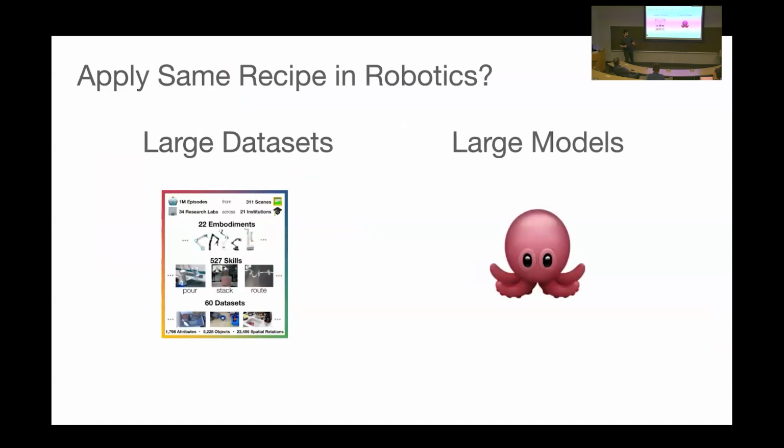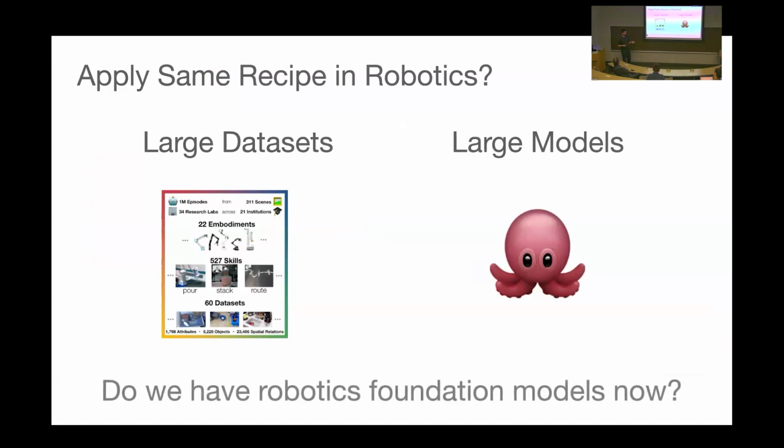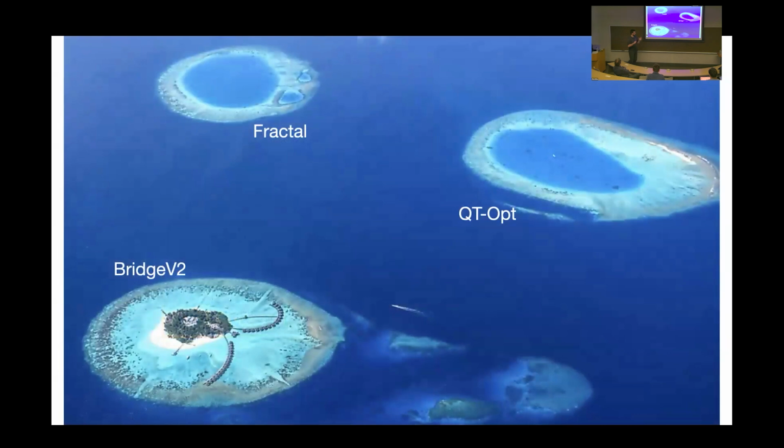So to summarize where we are right now, we have talked about data. We have talked about our first modeling effort. Are we done, right? Do we have robotics foundation models now? Probably not quite.